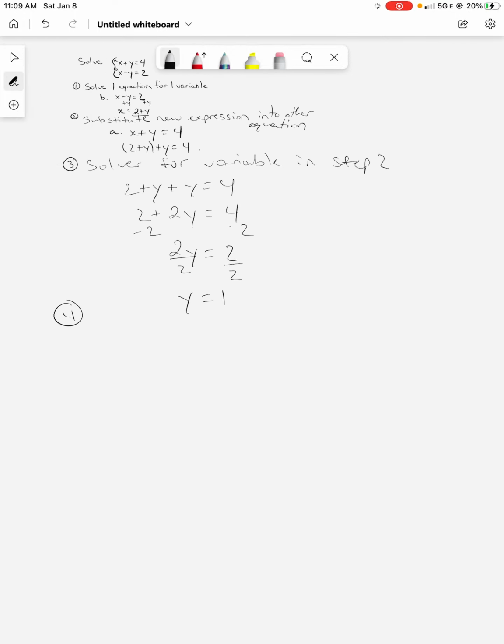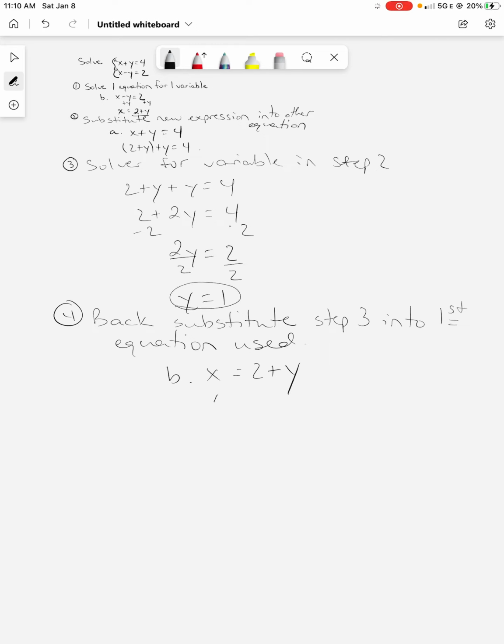Come back here. Okay, we want to back substitute step 3 into the first equation used. So you go back to step 1, right? And in step 1, we used equation B. So I'm going to take equation B, which I found in step 1 to be x equals 2 plus y. Well, now I know y is 1, so I can make this 2 plus 1, x equals 3. So here's my answer, x equals 3 and y equals 1.